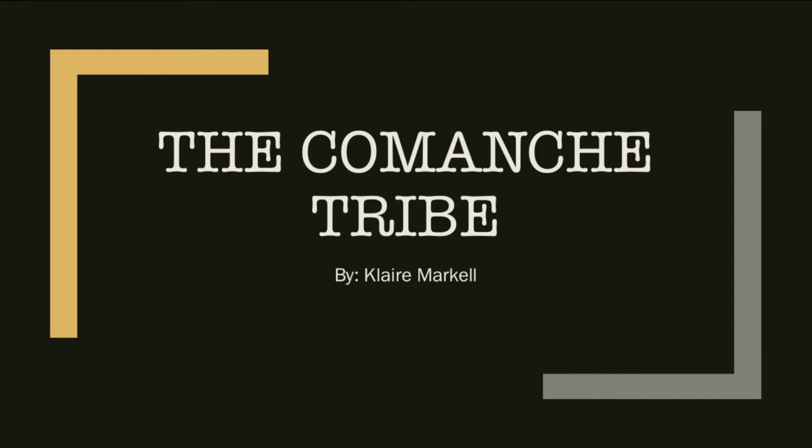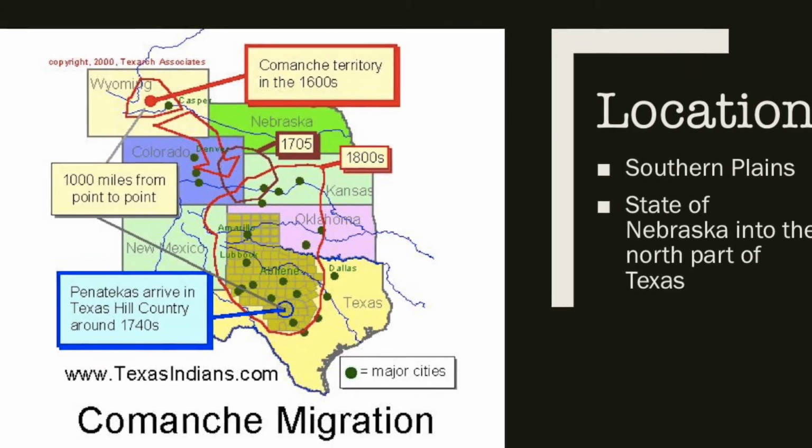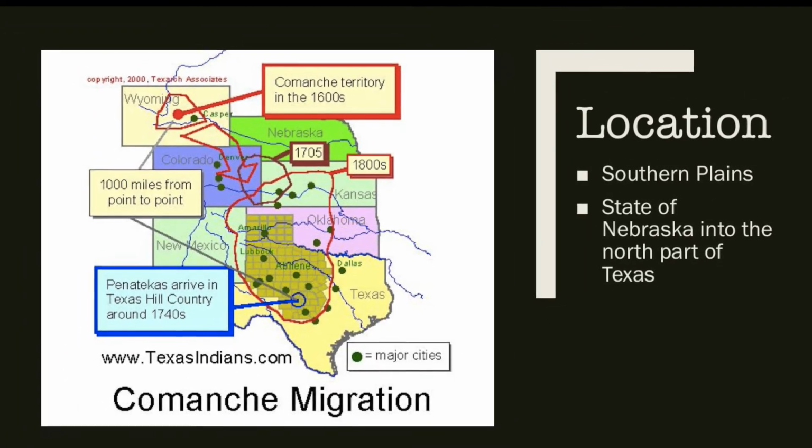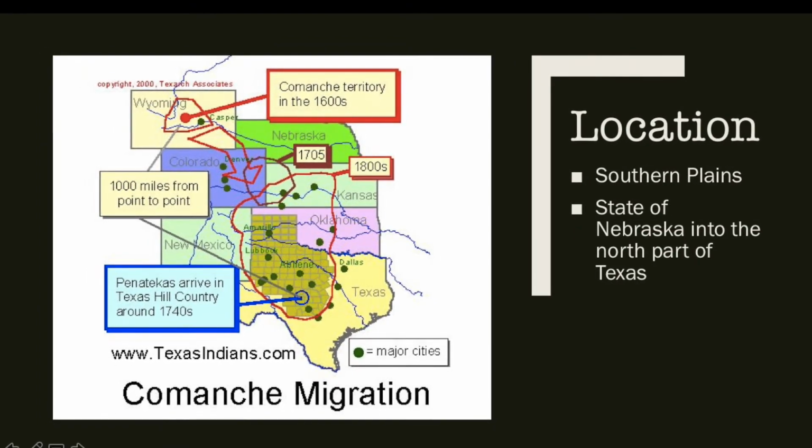Hey class, today we are going over the Comanche tribe. The Comanche tribes were located in the southern plains. This area stretched from the state of Nebraska into the northern part of Texas.